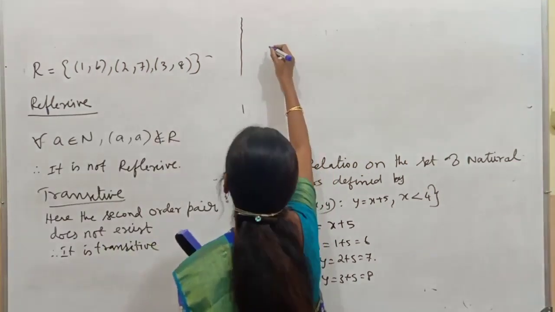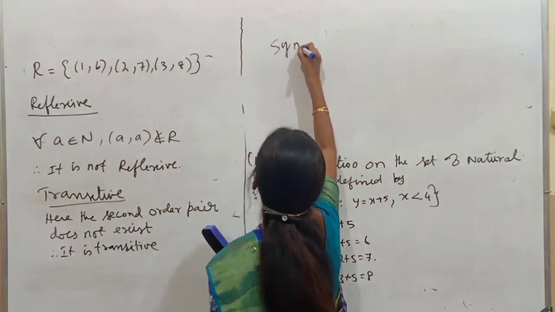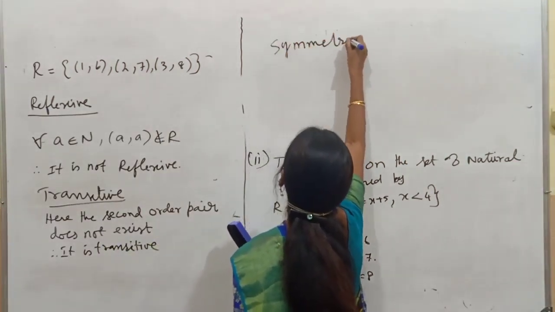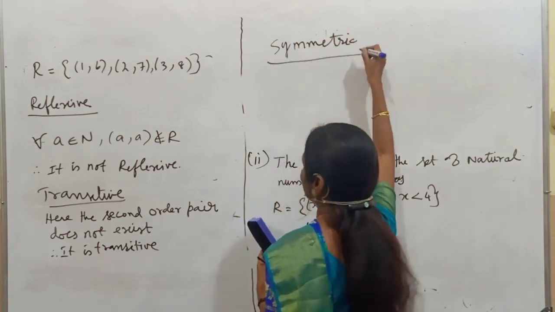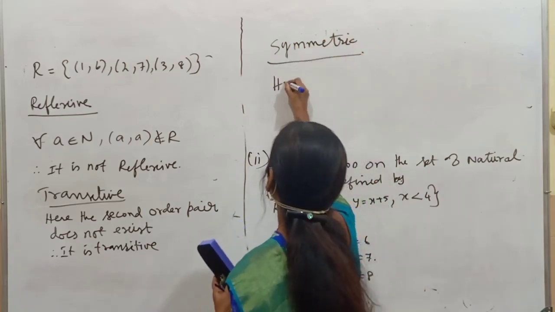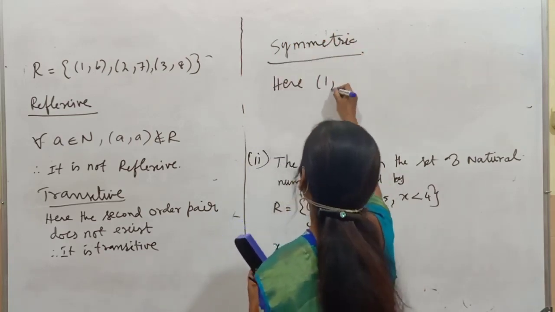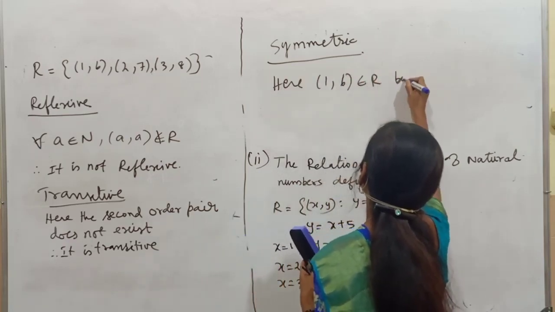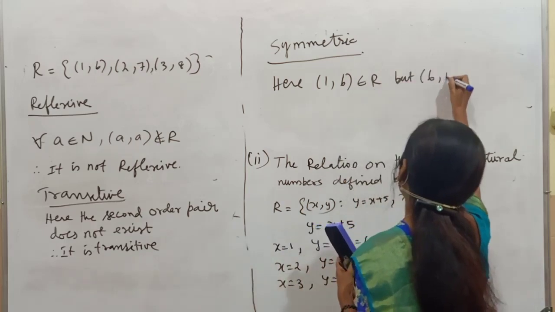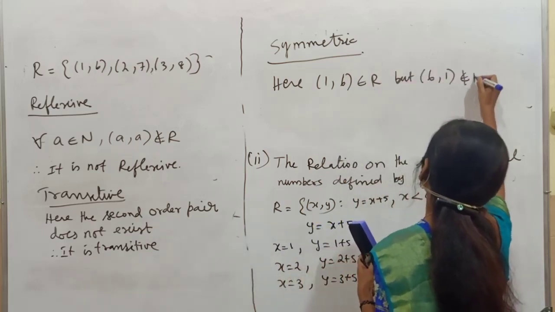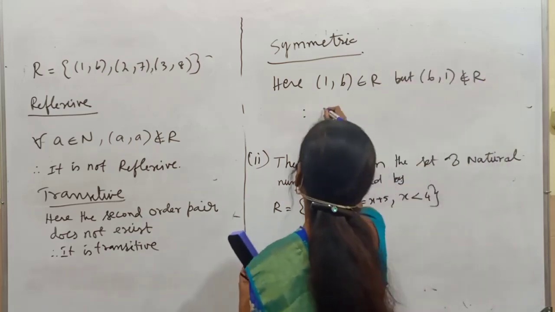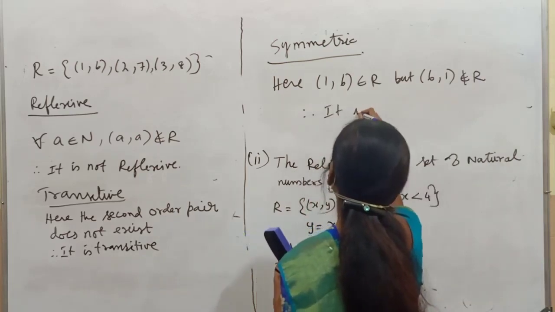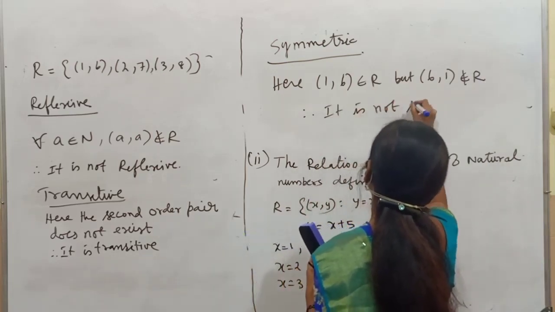Now I will go for symmetric. All of you know how to prove it is not symmetric. So, how will you say that? Here, 1 comma 6 belongs to R, but 6 comma 1 does not belong to R. Therefore, it is not symmetric.